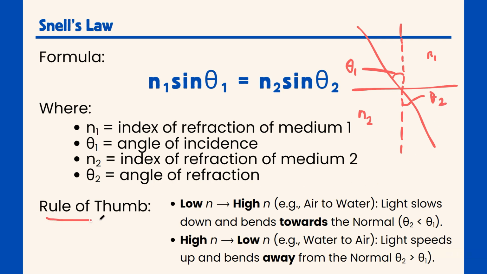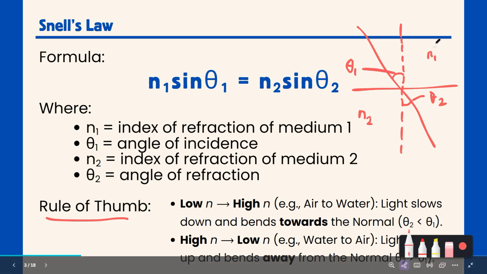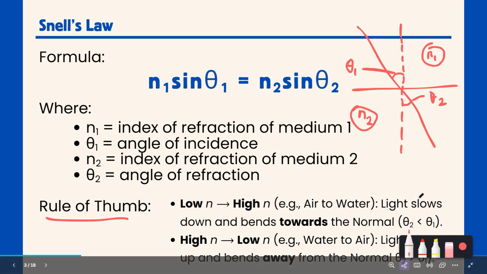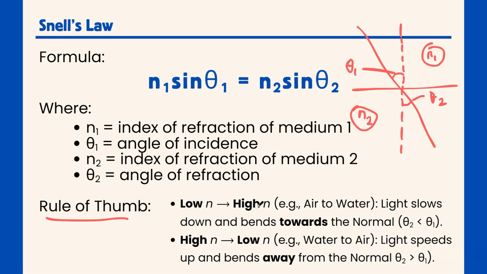For our rule of thumb, if our n1 is smaller compared to our n2, that means our light slows down and bends towards the normal, because the higher the n, the lower the speed of light. C means the speed of light. So it is as if the light becomes heavier and bends closer to the normal.